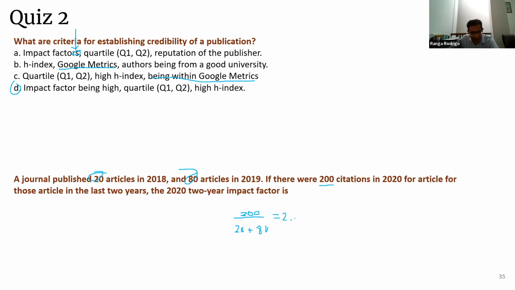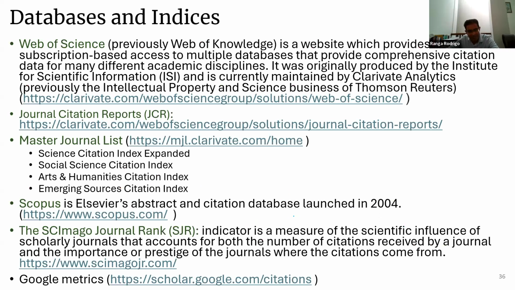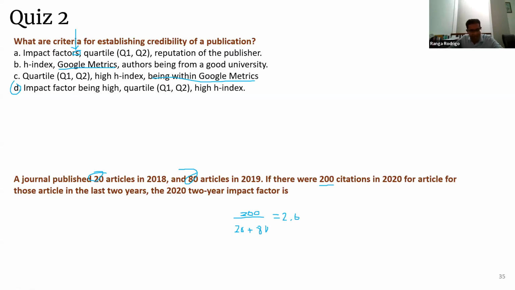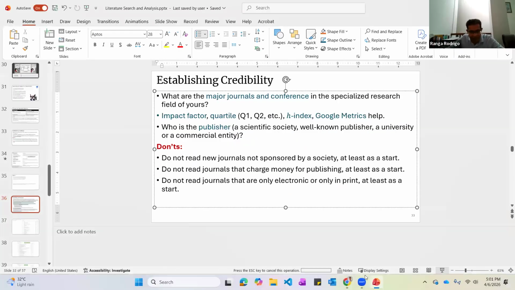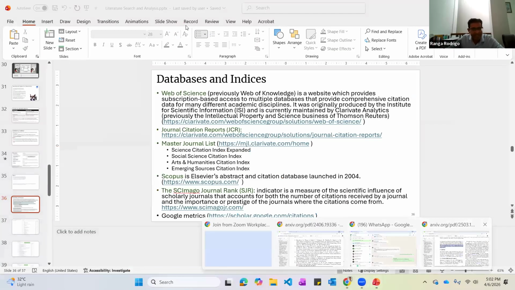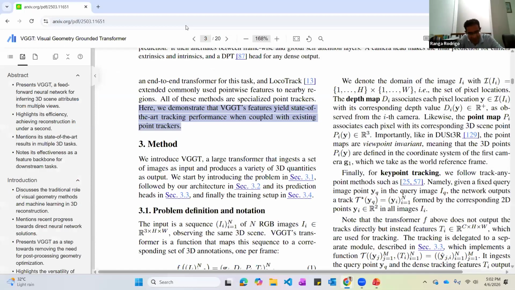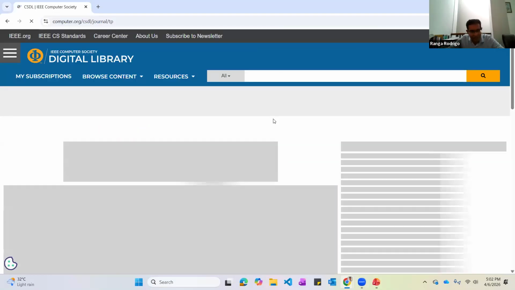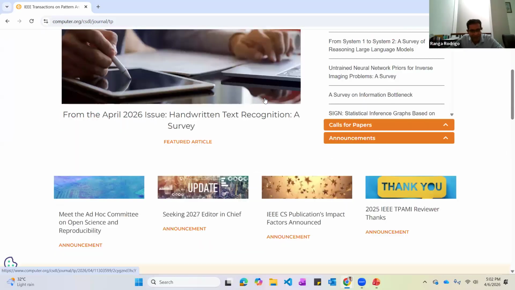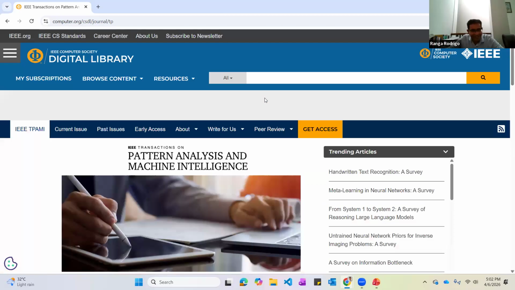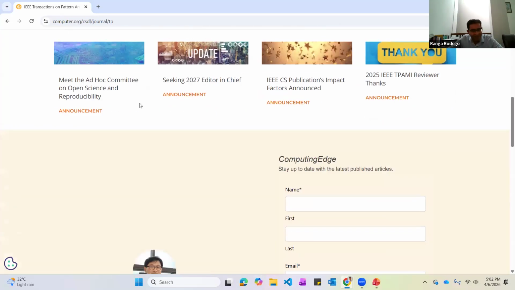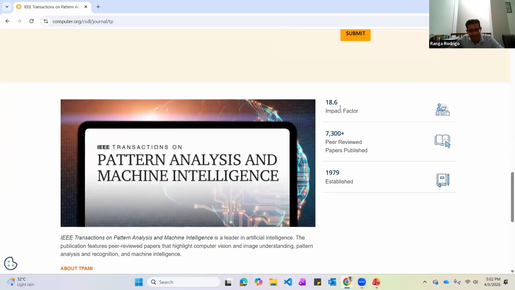So some areas have very high impact factor, some areas have low impact factor. So usually the impact factor also has to be ratioed based on the field. If you go to a journal website, they should tell you the impact factor. If you go to IEEE Transactions on Pattern Analysis and Machine Intelligence, they should show you the impact factor at the very top. Somewhere, maybe they don't care. Yeah, so 18.6 is the impact factor. It's a high impact journal.